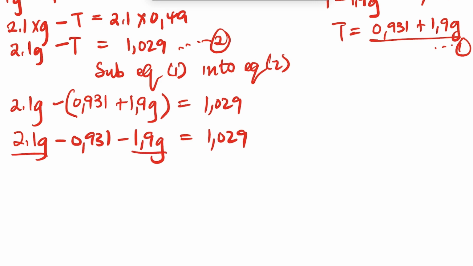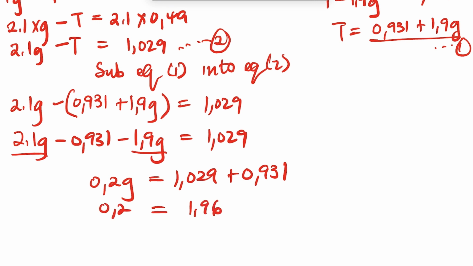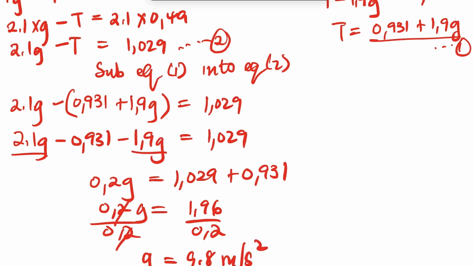So these two, 2.1 minus 1.9, the answer will be 0.2 G equal to 1.029 plus 0.931, and the answer will be 1.96. So 0.2 G equals 1.96, and if you divide by 0.2 both sides, your G will be 9.8 meters per second squared.